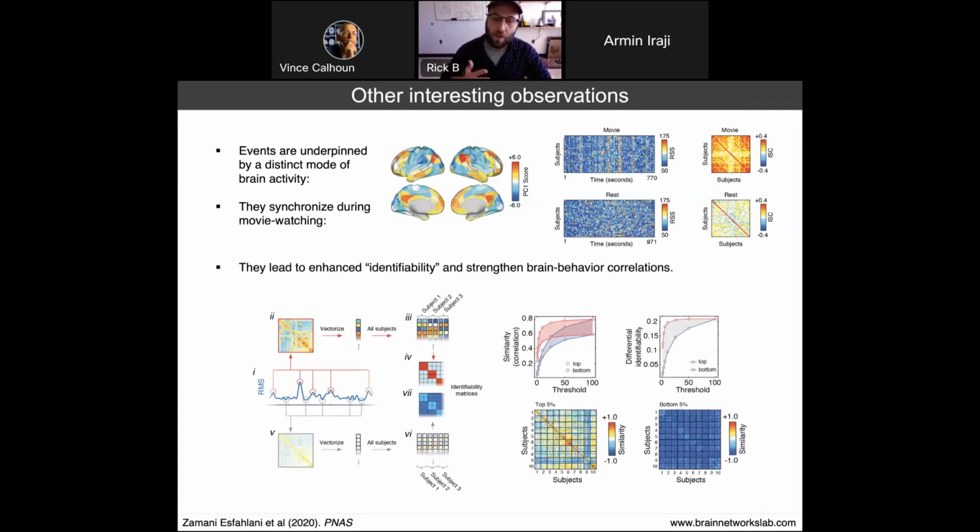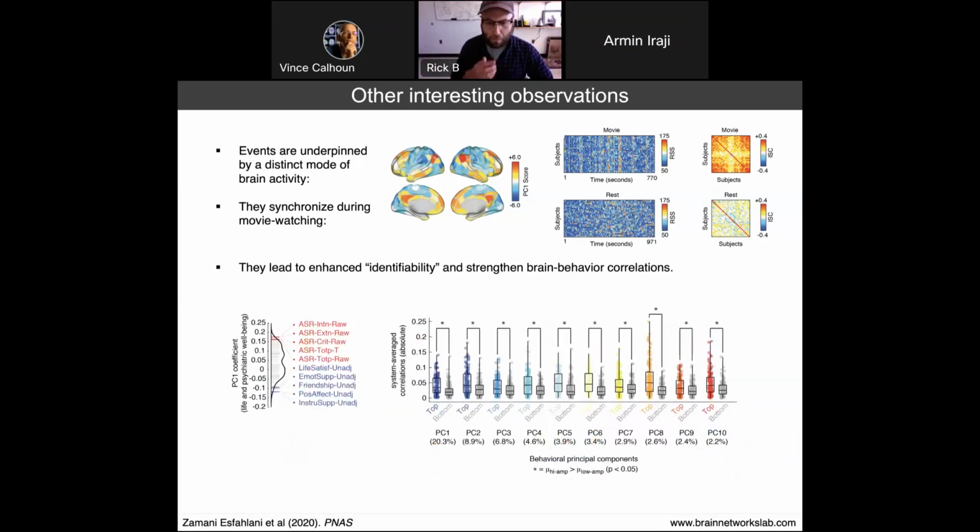And we use this identifiability measure to show that during the high amplitude frames, the networks that we reconstruct are highly similar within subjects, but dissimilar between. And the opposite is true during the lowest amplitude frames. The lowest amplitude frames contain very little subject-specific information.